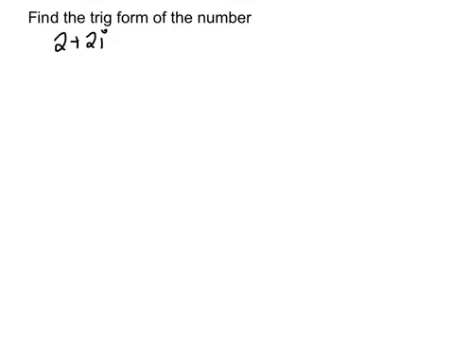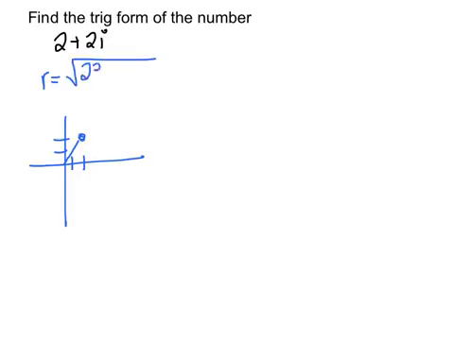Finding the trig form of the complex number, I need to find, first of all, the radius. So remember, if I was going to plot this, this is 2, 2. I need to figure out what is that radius. Well, it's the square root of x squared plus y squared, which equals the square root of 4 plus 4, which equals the square root of 8. And 8 can be simplified down to 2 radical 2.